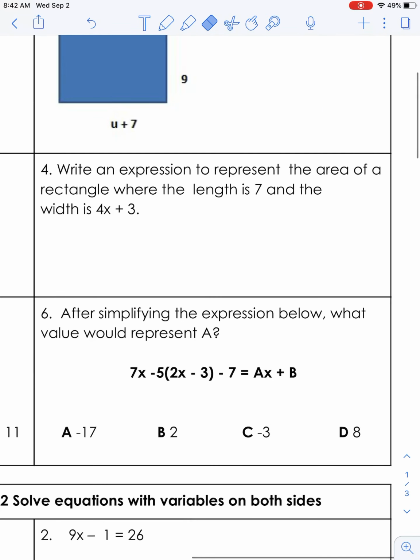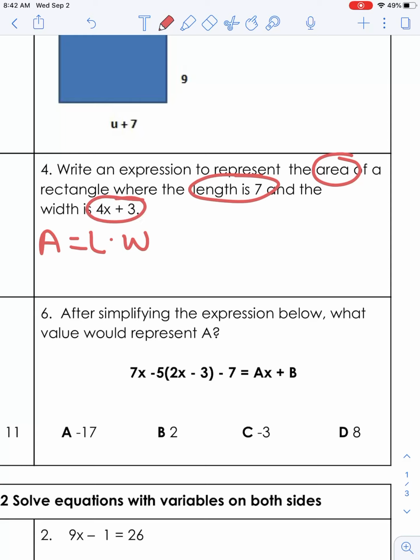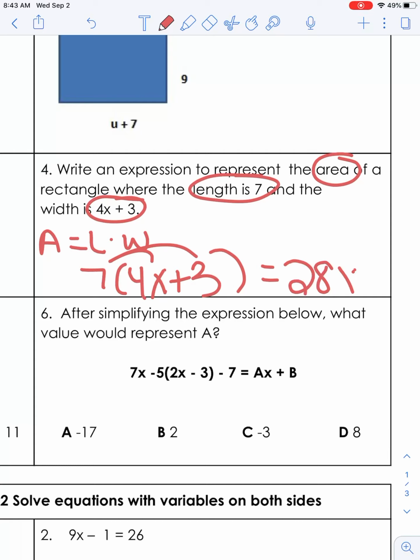Number 4, write an expression to represent the area of a rectangle where the length is 7 and the width is 4x plus 3. Well, we know area is length times width, so we're going to take the length and multiply it by the width. 7 times 4x plus 3, which gives us 28x plus 21, and that is my answer.